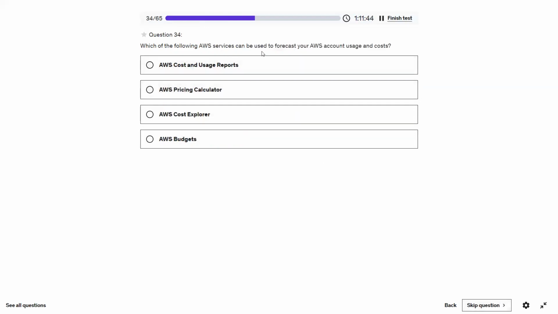Which of the following AWS services can be used to forecast your AWS account usage? If you want to forecast, we have Cost Explorer.